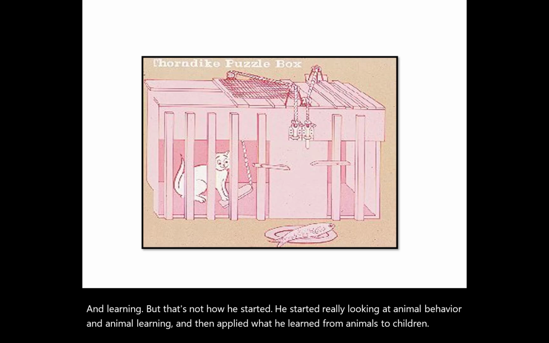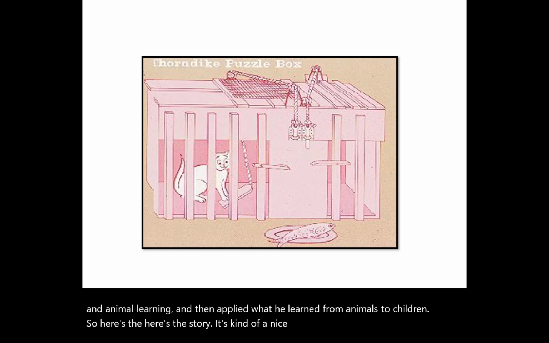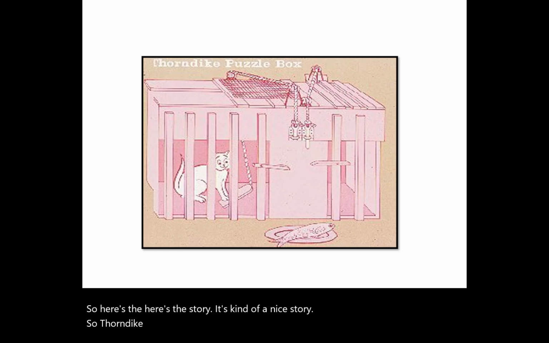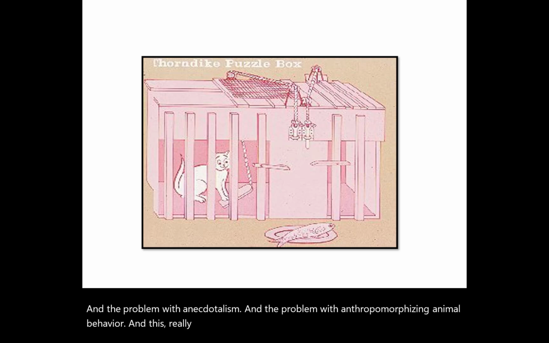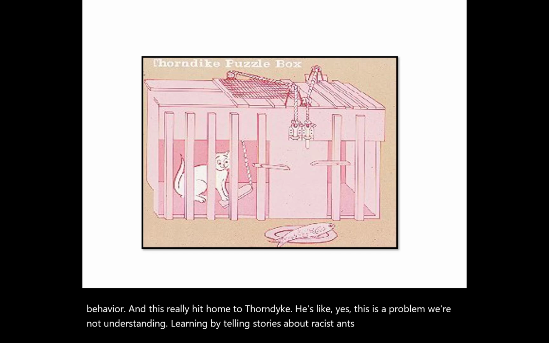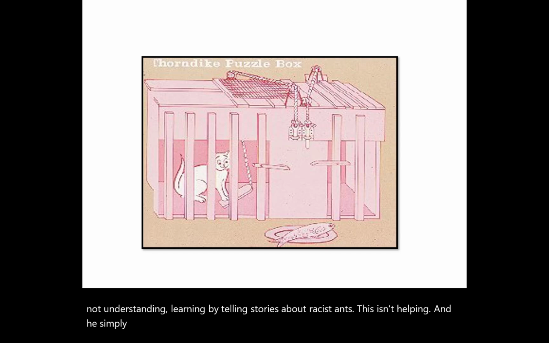So here's the story. It's kind of a nice story. Thorndike listened to a talk by C. Lloyd Morgan and heard the story of Tony the dog, and the problem with anecdotalism and the problem with anthropomorphizing animal behavior. This really hit home to Thorndike. He thought, yes, this is a problem. We're not understanding learning by telling stories about racist ants. This isn't helping. He simply said, I just want to do what Morgan did with his dog Tony. I'm just going to do it in a lab.